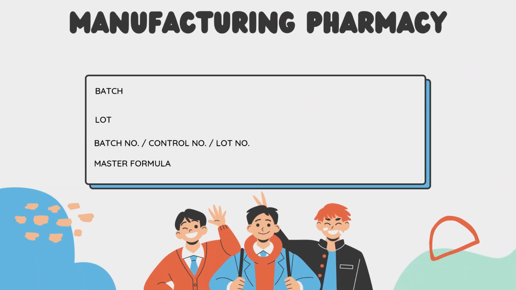Now let's talk about some of the most common terms you'll hear in the manufacturing area and why they matter. First, batch. A batch is a specific quantity of a drug product that's manufactured in one production cycle, using the same materials, under the same conditions. Isang halo, isang proseso, isang production run. The goal, consistency, so that every tablet or capsule in that batch meets the same quality standard.